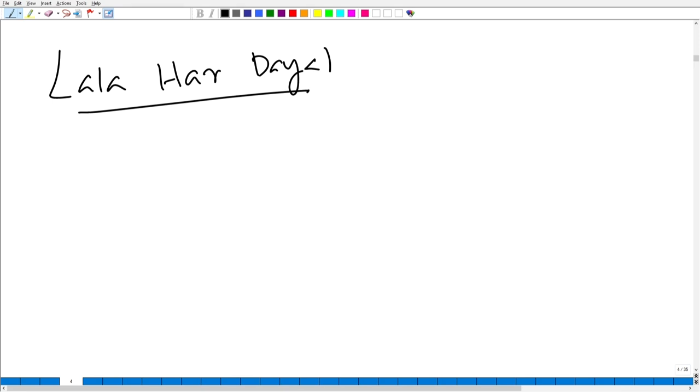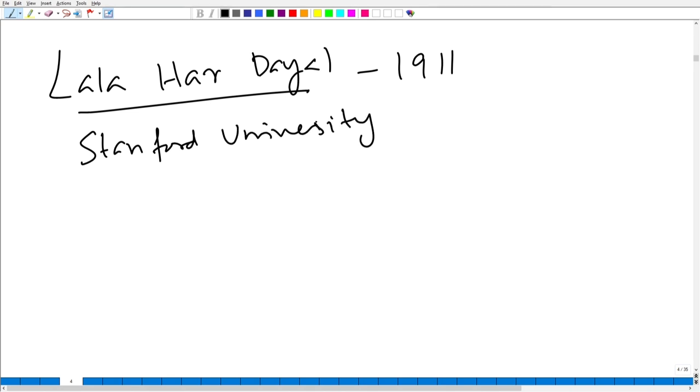He had come to United States of America way back in 1911 and had been lecturing at Stanford University. These Punjabi emigrants in North America found Lala Hardayal as an emerging leader. They believed that Lala Hardayal could organize the Punjabi emigrants for the freedom of Mother India. Lala Hardayal accepted the request of the Punjabi emigrants.